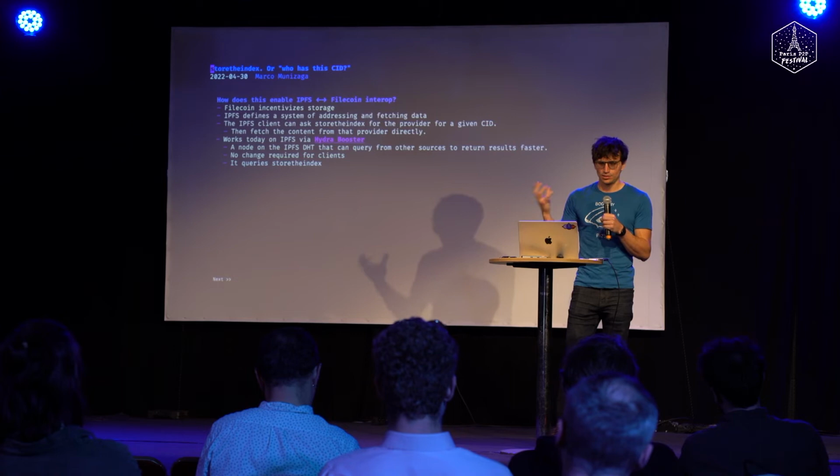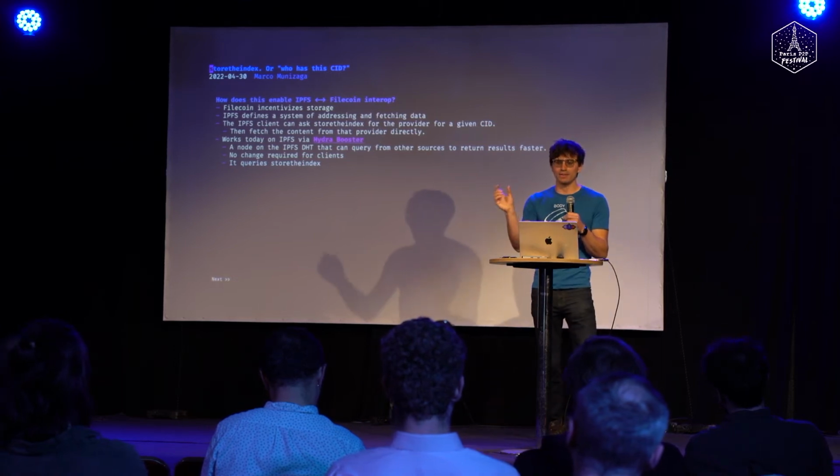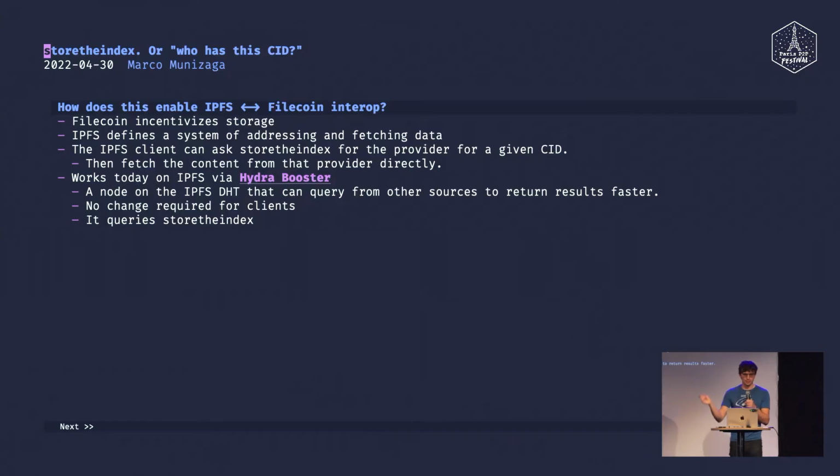So what does this do? It gives us IPFS and Filecoin interop. IPFS defines a system of addressing and fetching data, and Filecoin incentivizes storage. Here, the IPFS client can ask the indexer, "Who has this?" It knows a storage provider has it, fetches it from the storage provider, and it can get that content directly.